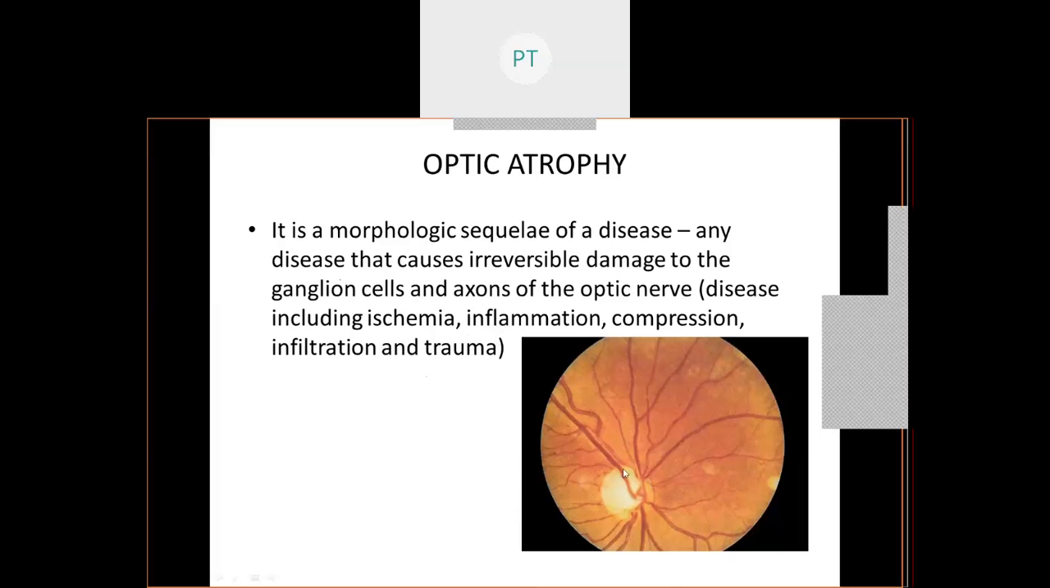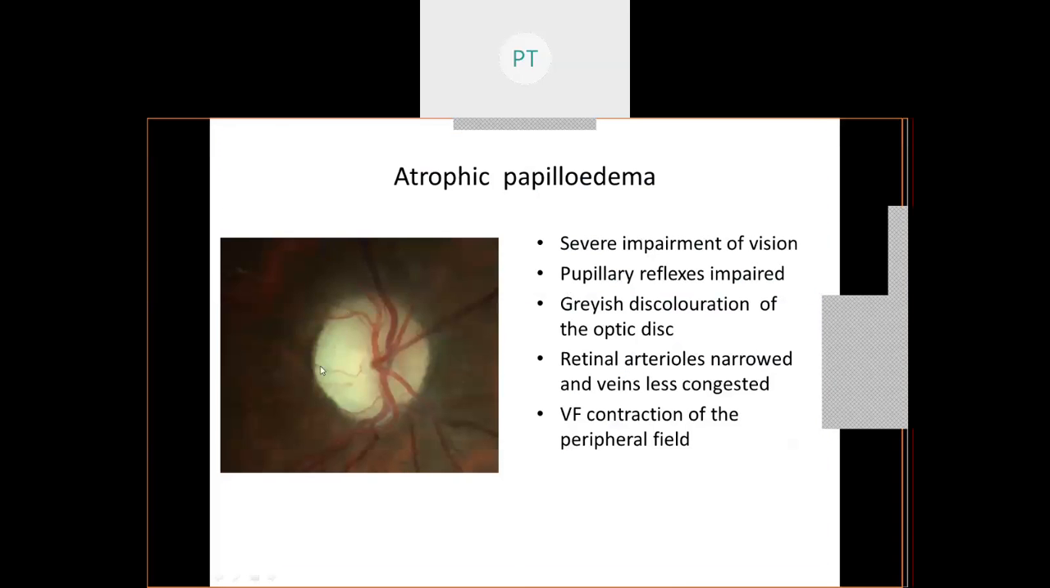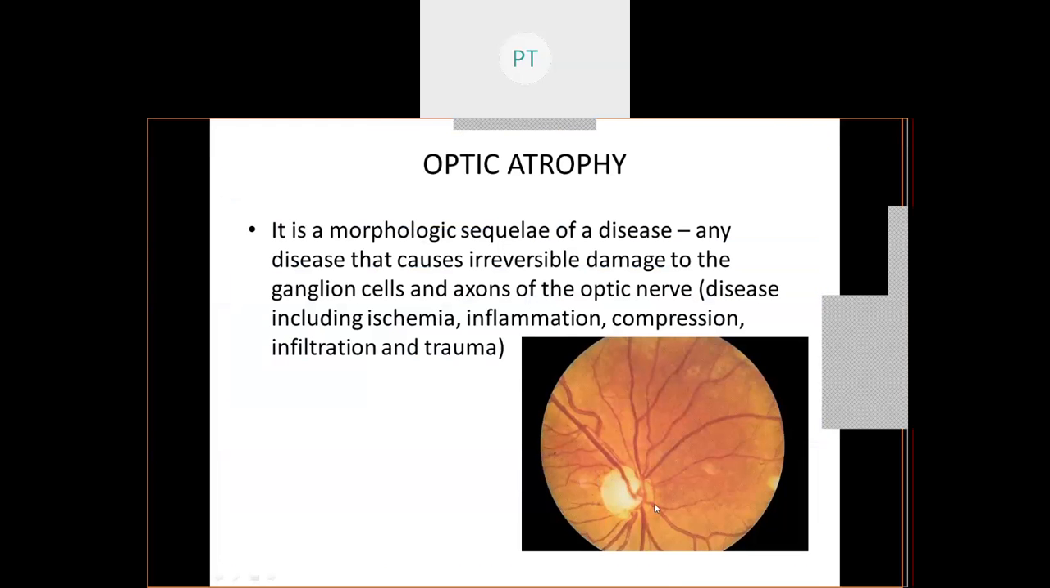So have a look at this optic disc. You see the normal color is not seen. It is very pale, okay, as you see here. So in the last stage, you have this optic atrophy. So this is known as optic atrophy.